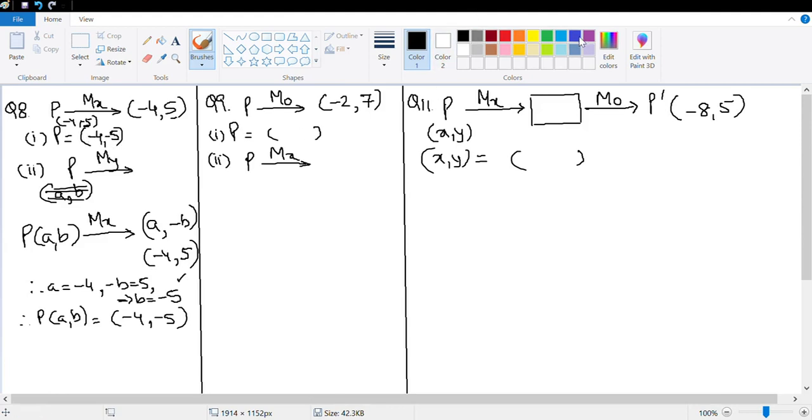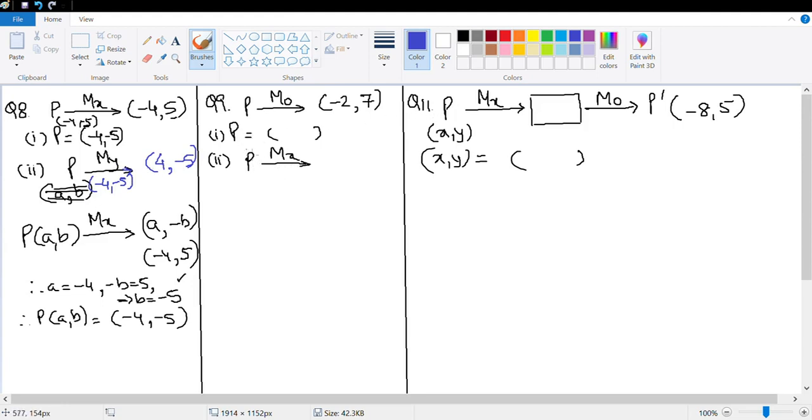Let's look at part 2. Part 2 is: find the coordinates of the image of P under reflection in My. So P is basically (-4, -5). If I do My to it, basically what I am doing is changing the sign of the x coordinate, which means this will become (4, -5). Perfect. Let's look at question number 9.